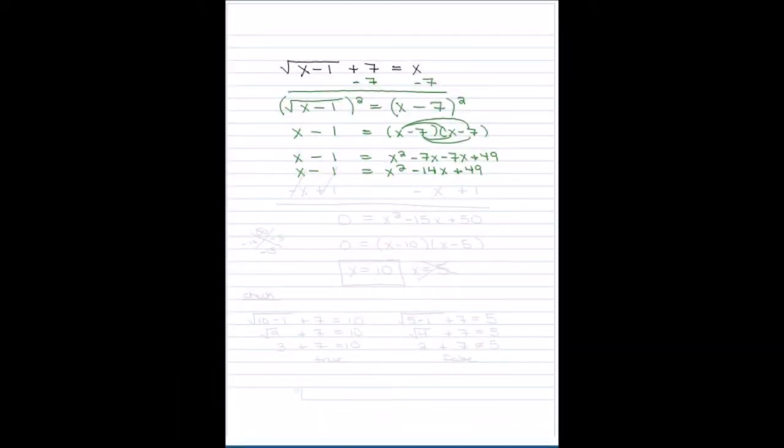Once you raise both sides to the power of the index, your radical should be gone. So now you want to solve the equation. Now we need to solve. In order to solve this, we notice that we have an x squared, which means that it's quadratic. So I'm going to have to push everything to one side. I'm going to subtract the x and add the 1. The reason I'm doing this is to get 0 on one side and standard form on the other side, where I have x squared minus 15x plus 50.